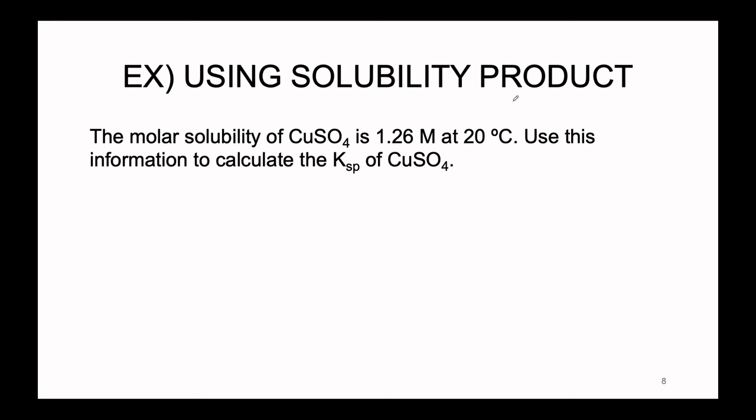All right, so that was finding our solubility from Ksp. Here what we're going to do is find Ksp from solubility. So we're told that the molar solubility for copper sulfate is 1.26 molarity at 20 degrees Celsius. So I would like you guys to try your hand then at using this information in order to calculate the Ksp of copper sulfate.